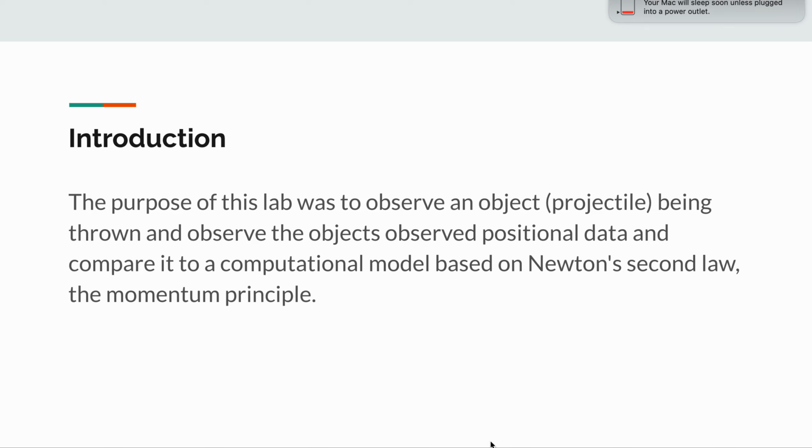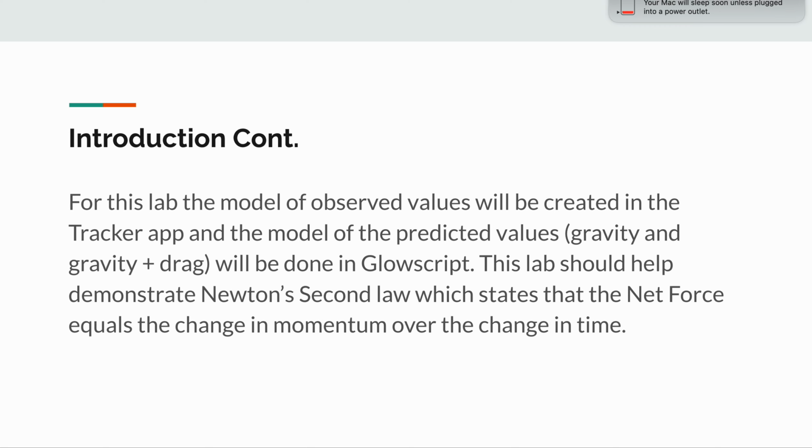The purpose of this lab was to observe an object or projectile being thrown and observe the object's positional data and compare it to a computational model based on Newton's second law of the momentum principle. For this lab, the model of observed values was created in the Tracker app, and the model of the predicted values to show the effects of gravity or gravity plus drag on a paper ball will be done in GlowScript.